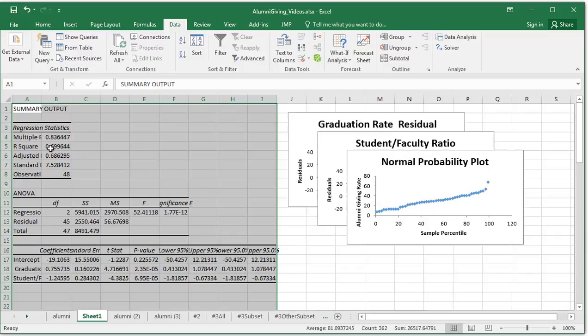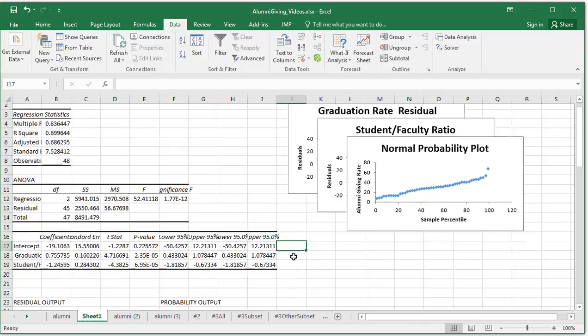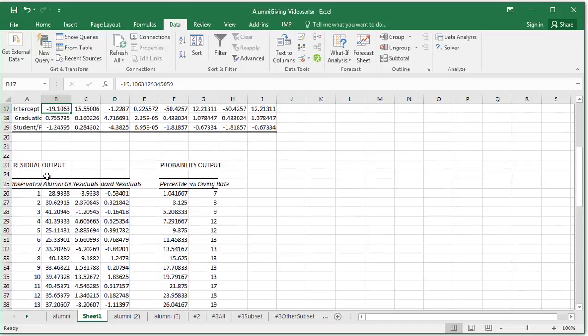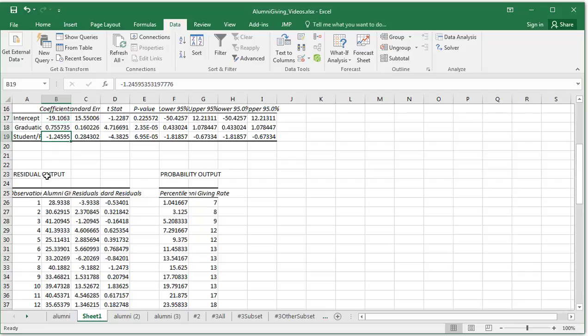And we see we get the same regression output that we had before over here, right? But now we have some plots, and down below we have residual output, observation 1. Right, these are the observations for each of the rows from the original data. The predicted alumni giving rate, so in the second column it gives us the prediction based off of this formula here with the intercept and the 2 x's, the coefficients for the 2 x's. The residual, and then the standardized residual.